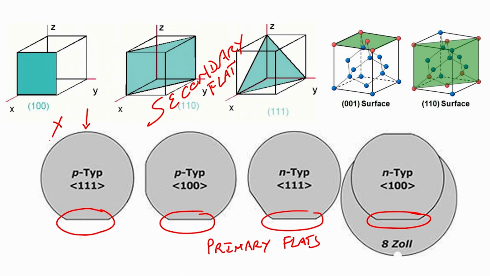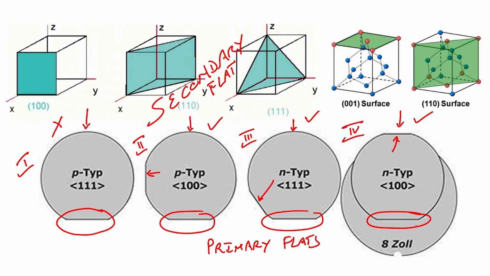No. In this wafer, yes. Where is it? It is here. In this wafer, yes, where? Here. In this wafer, yes, where? Here, is not it. So, the first wafer is not having any secondary flat, while the second wafer, third wafer and fourth wafer, they have secondary flat.